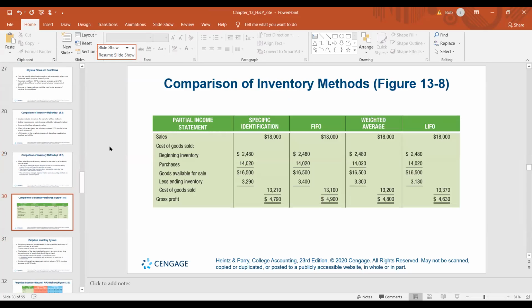Here we go. Let's take a look at these numbers from the other course. Comparison of methods. Let's start with FIFO. FIFO, they sold the old, cheaper goods first, okay? So they came up with cost of goods sold of 13,100 and a profit of 49. Let's compare that to LIFO, where they sold the more expensive items first, the latest stuff. So let's see what LIFO tells us. LIFO tells us that the cost of goods sold was higher. It's $270 higher, and thus the gross profit is $270 lower.